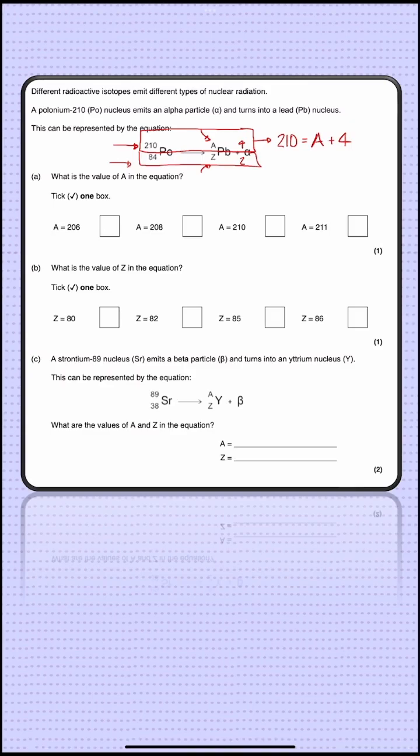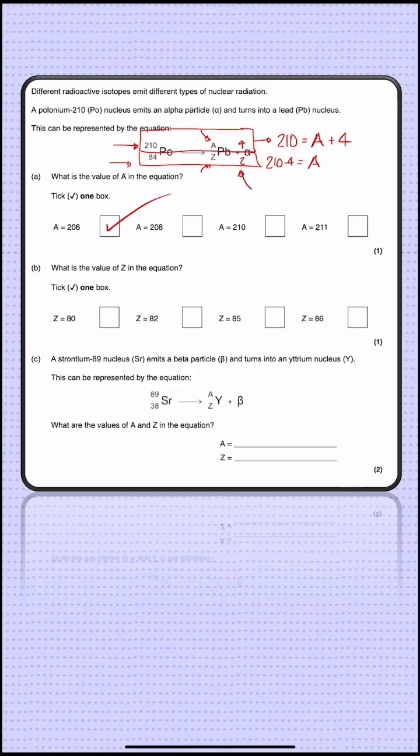So if we get 210 and move the 4 to the other side, a is equal to 210 minus 4, which gives you an answer of 206. Yep, well done guys, 206. And then we can do the same for the bottom one.